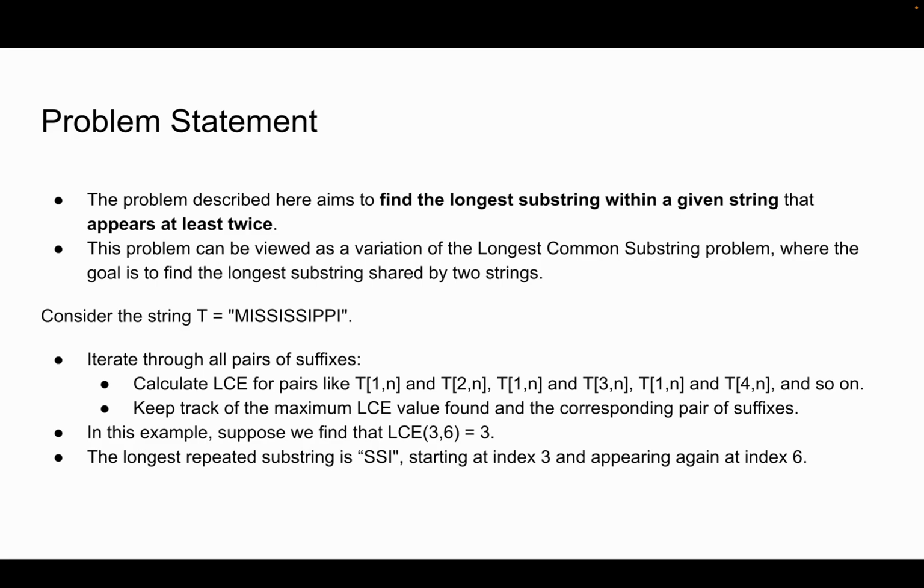So the problem statement, as we know, is to find out the longest substring within a given larger string which appears at least twice. So it is pretty much a variation of the longest common substring problem, and thus we can use dynamic programming to solve this. Like Mississippi is the string given to us, and then we find out the different LCE for those. Like T1N is Mississippi the whole string, then T2N is the whole string except the first letter, which is M. So it would be ississippi, and then T3N would be ssissippi, sissippi, issippi, ssippi.